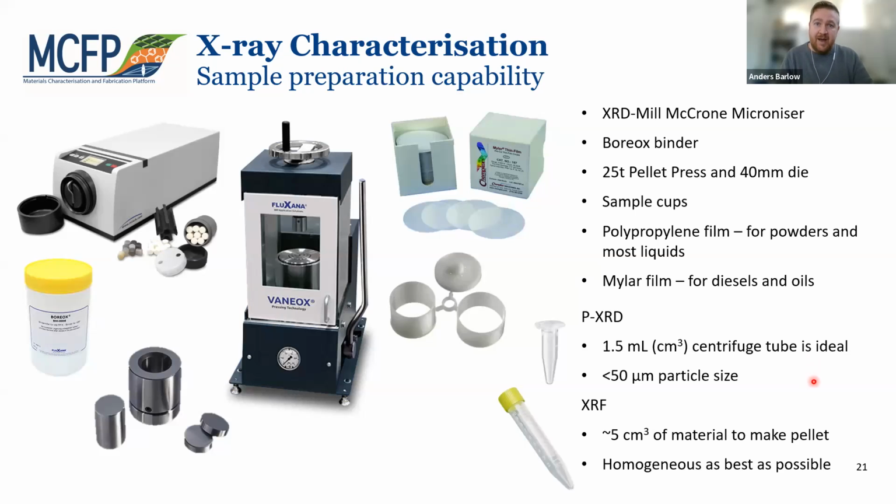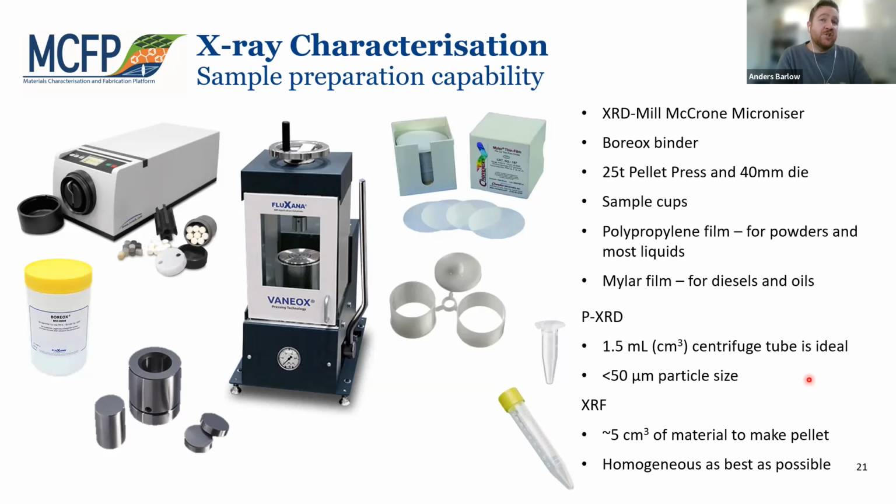for powder XRD, if you're working with powders that are already finely ground, we need about a 1.5 milliliter or 1.5 cubic centimeter centrifuge tube worth of material. So one of these little 1.5 mil tubes full of powder material is about the right amount you need to do powder XRD in a standard holder. Ideally, you want the particle size to be less than 50 microns as well. Kind of the consistency of talcum powder is really the rule of thumb there.